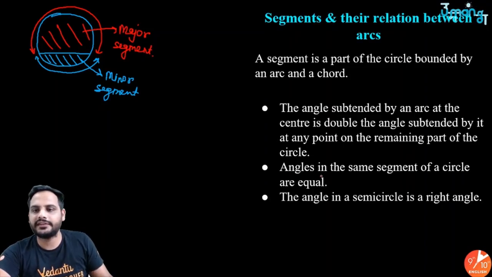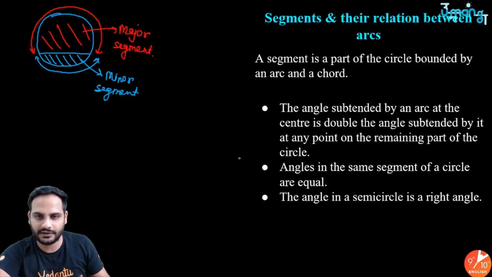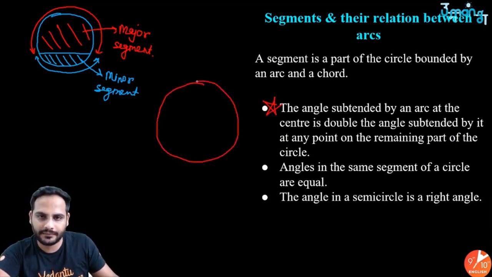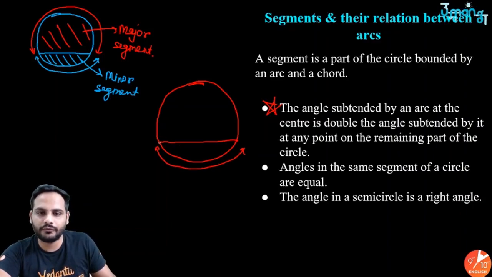The angle subtended by an arc at the center is double the angle subtended by it at any point on the remaining part of the circle. This theorem is very important. Suppose you have a circle like this, and I have chosen this arc, the minor arc. Whatever angle this minor arc subtends at the center, the angle at the remaining part of the circle, somewhere over here, suppose this angle is x, then the angle subtended at the center will be double of it, 2x. Got it?